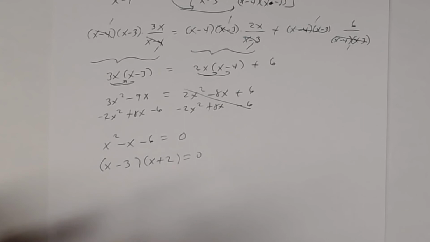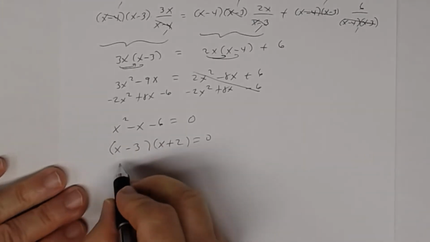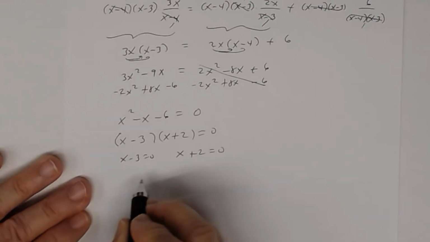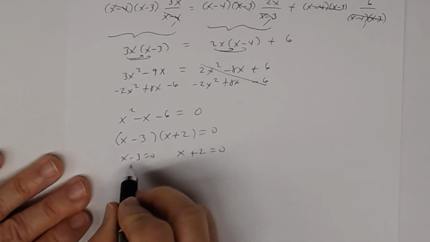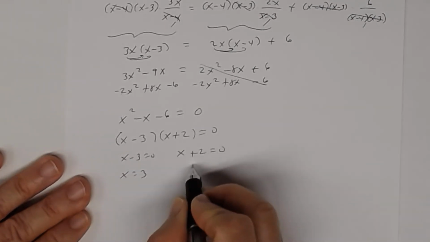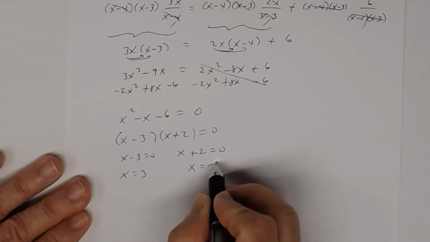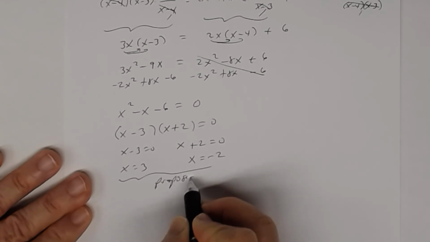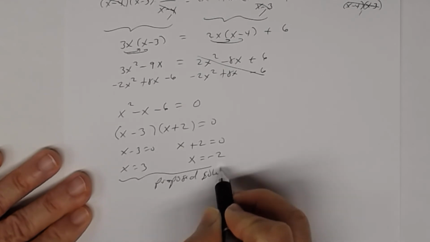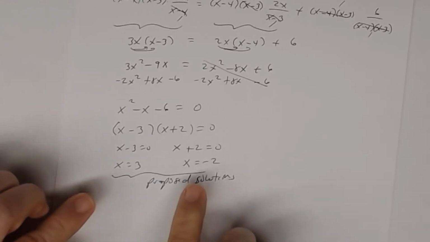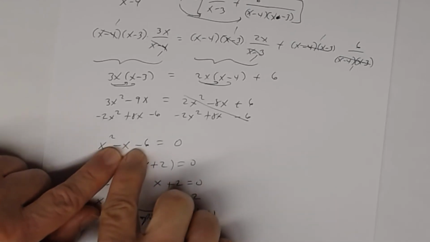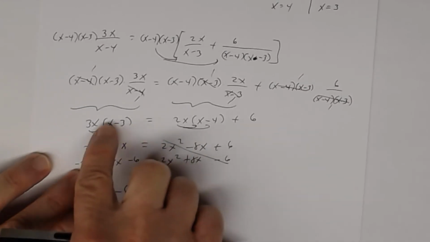And then I'm going to set each of those factors equal to 0. So I get x - 3 equals 0, x + 2 equals 0. And so x - 3 is 0 when x is 3. x + 2 is 0 when x is negative 2. So these are the proposed solutions. Remember that. Proposed solutions. So notice, though, that these are solutions to this quadratic equation, or to any of these quadratic equations that I have.